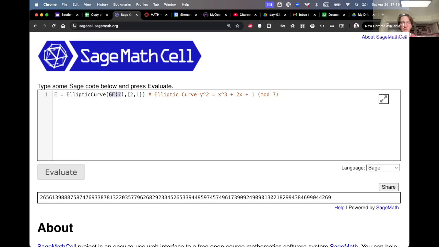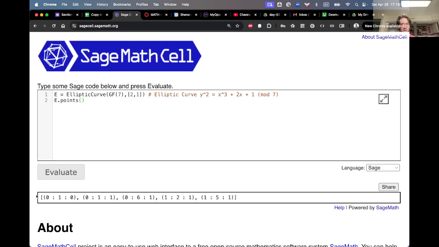That's what all these things mean. This GF(7) is telling Sage that I want to do all these calculations mod 7. This 2 and 1 are telling Sage that this is an elliptic curve with a equals 2 and b equals 1. And so I can do things like look at all the points on this elliptic curve. There's actually only a finite number of them because F_p only has 7 elements. So we've got those elements there.